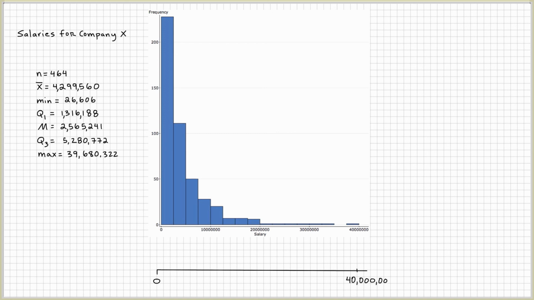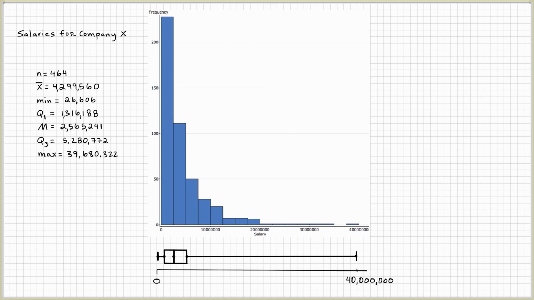Now, if I want to draw the box plot, I draw a number line, and I'm going to put it underneath the histogram to show you an idea. Okay, so I need a min dot at 26,000. I'm going to approximate it. Let's say it's right there. First quartile is about 1.3 million, we'll say it's there. We got a median of 2.5 million, which is about there. Quartile number 3 is 5.2 million, let's say it's right there. And a max all the way to approximately $39 million. Okay, I draw my box and my whiskers and the median.